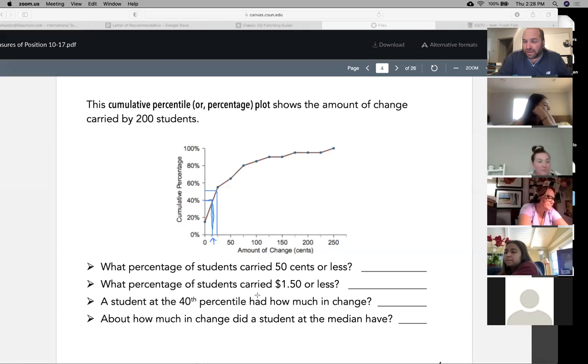So, are these graphs relatively easy to interpret? Anyone have a question on it?